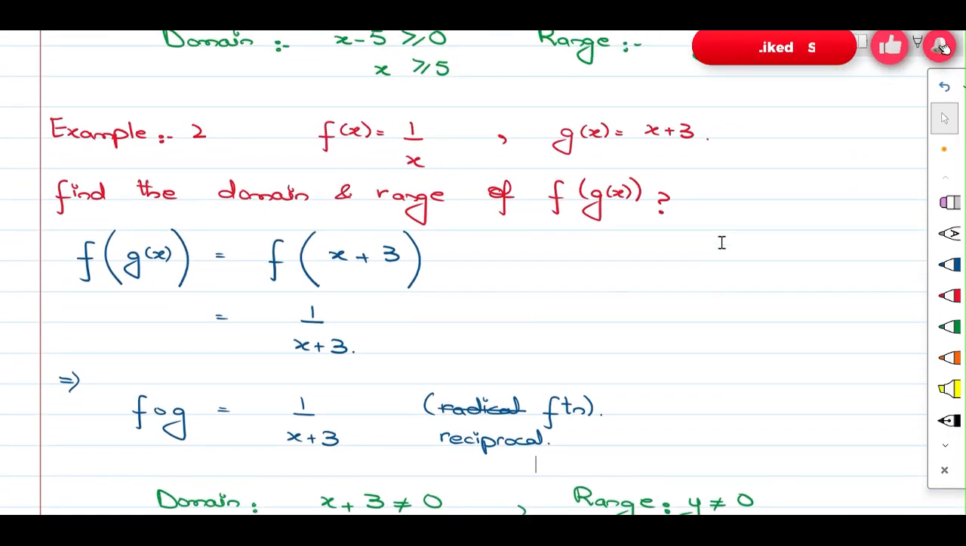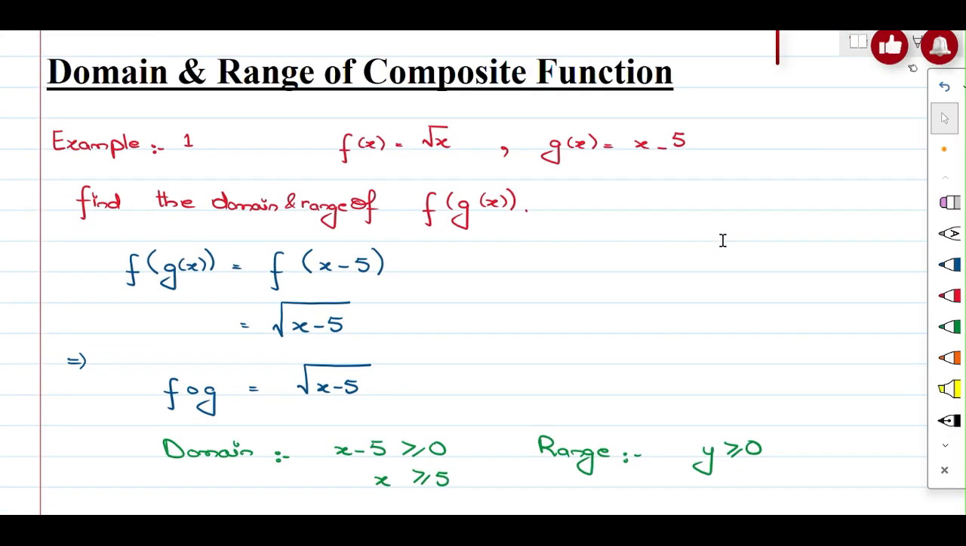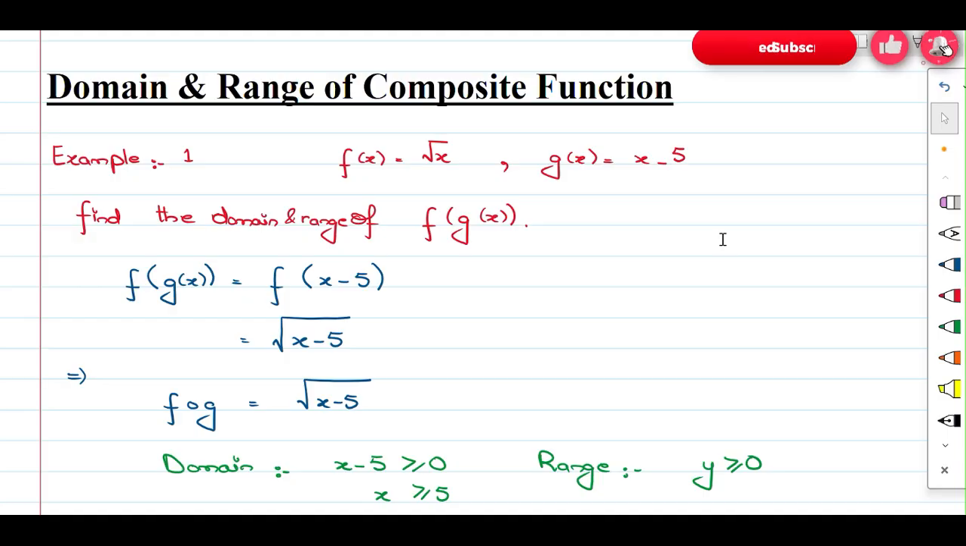So basically, to figure out the domain and range of the composite function, we have to look at the resulting function, or solve the composition, f composition g or g composition f, whatever composition is required. Whether it is a linear, quadratic, cubic, radical, reciprocal or exponential function, you apply the rules of that function to get its domain and range. I hope you understand how to figure out the domain and range of the composite function.